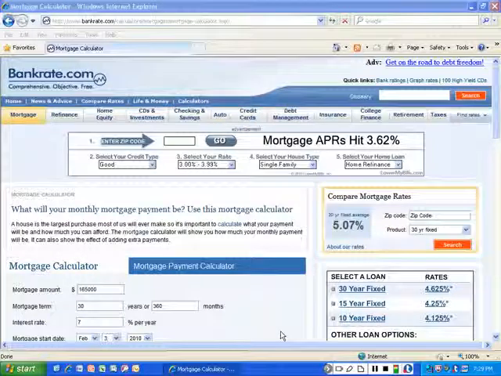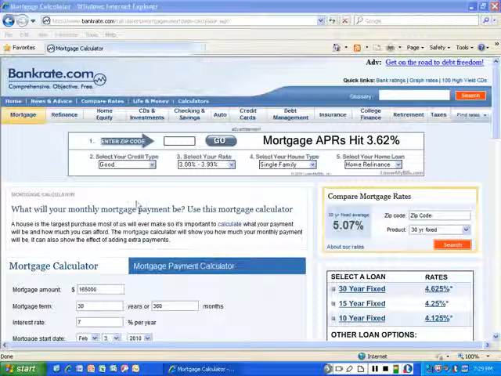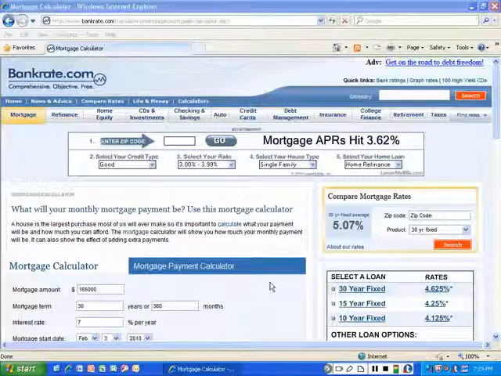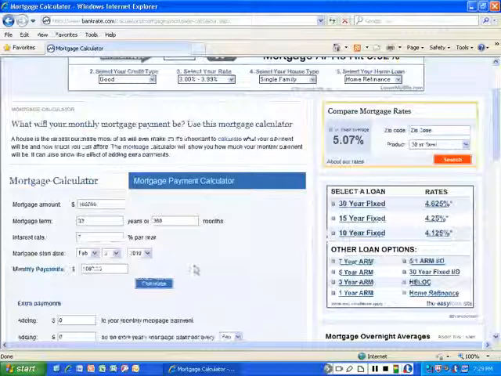Okay, so I have the website up, and I will have this link on Blackboard. But what I'm going to do here is go into the mortgage calculator.